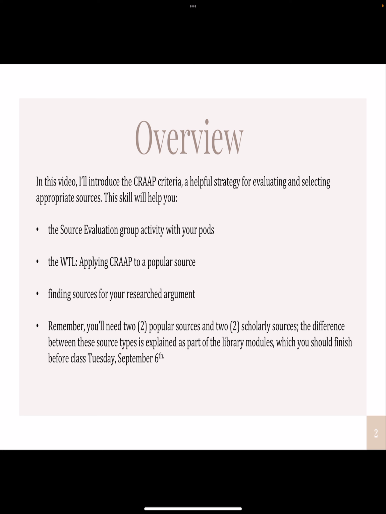But specific to this unit right now, this strategy will be helpful for the upcoming source evaluation group activity with your pods. Following that, the WTL for applying CRAP to a popular source. Now, the second line, you need to complete the library modules first, because you will then be finding sources for your researched argument. So remember, you're going to need 2 popular sources and 2 scholarly sources, minimum. Again, the library modules are going to help you discern the difference between those.